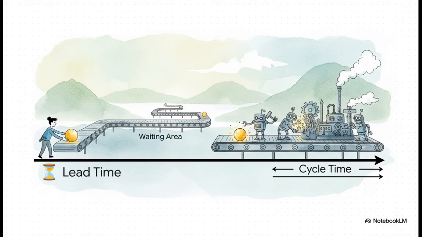2 of the big metrics are lead time and cycle time. Lead time is the total time a stakeholder waits from the moment they ask for something to the moment they get it. Cycle time is how long your team was actually working on it. And the gap between those 2 numbers, that's just pure gold. That's your waiting time, and it's your number 1 target for optimization.